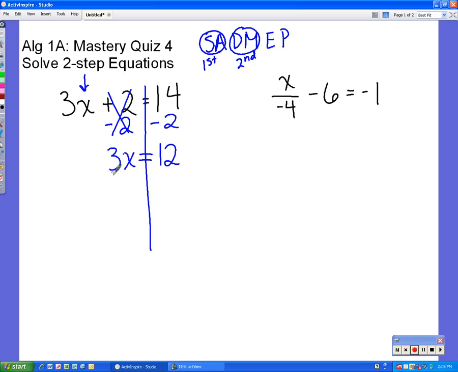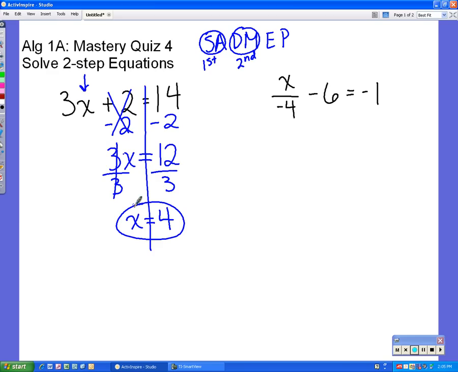Now I have 3 that I need to get rid of, which remember was being multiplied with the x. So to undo multiplication, I divide. So I divide by 3, and on this side I divide by 3 as well. Same thing, both sides. 3 divided by 3 is 1. So I am left with 1x, which is the same thing as x, which is equal to 12 divided by 3, which is 4. And now x is all by itself, and my answer is x equals 4.